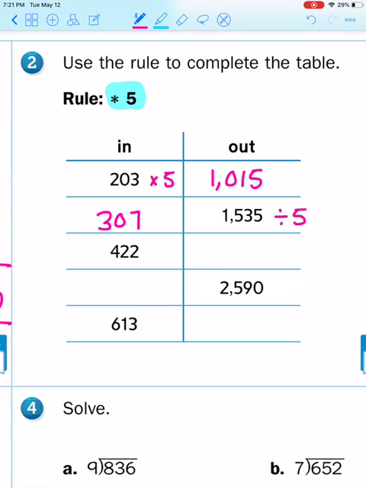422 times 5 will give you 2,110. 2,590 divided by 5 will give you 518. 613 times 5 would give you 3,065.